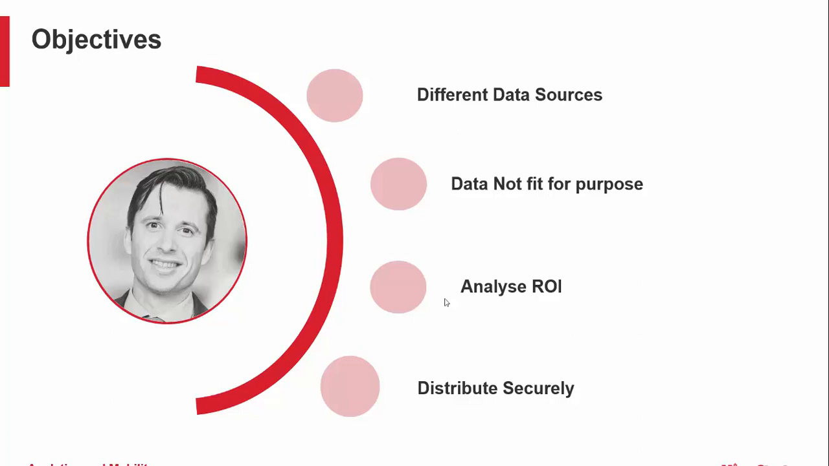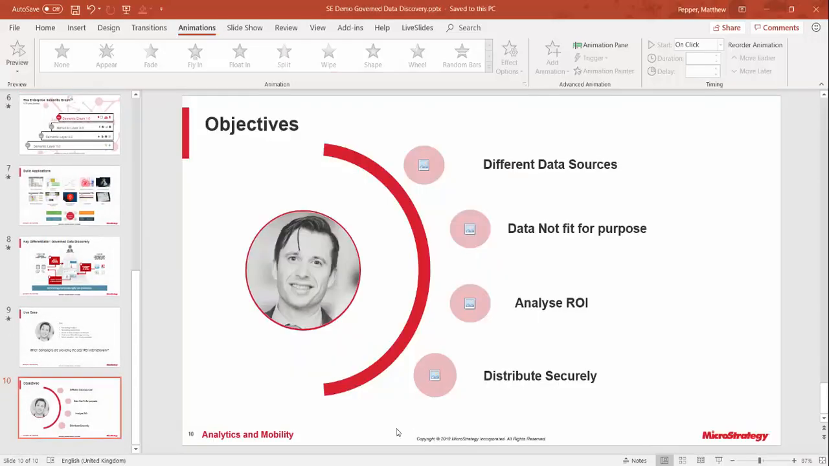There are going to be multiple different data sources. Also, this data is not fit for purpose, so some things are not defined clearly. There are different definitions, the tables aren't looking very good, and there are too many dates, so we're going to reduce the date. We're then going to build a visualization and analyze the return on investment. Once we've made that analysis, we are then going to distribute it to Martina, who's actually on her iPad at the time. So without further ado, let's go back into the demo.